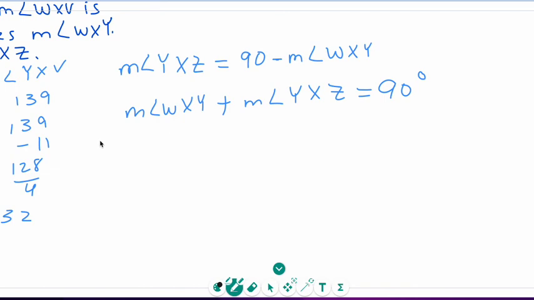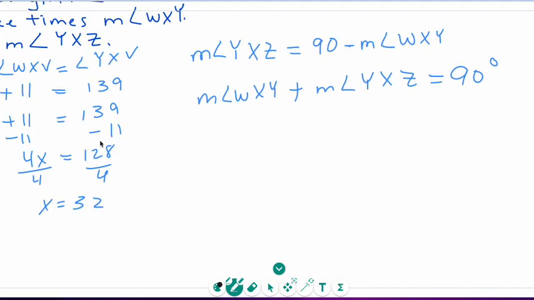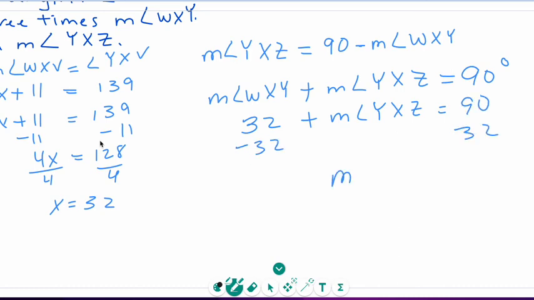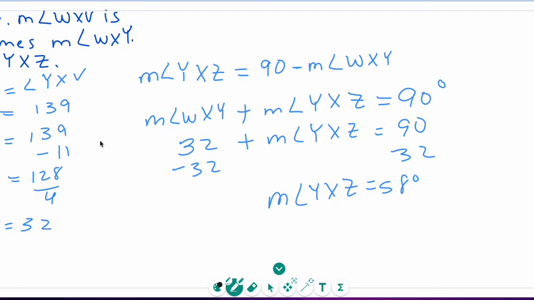So now I'm going to go ahead and fill in what I know. I know that my angle WXY is 32 plus the measure of angle YXZ is 90. I'm going to zero pair out the 32. So the measure of YXZ is going to be 58. So I'm going to go ahead and erase this one up here because the better one is showing the complementary angles. And now you have studied for your Geo Chapter 1 test.